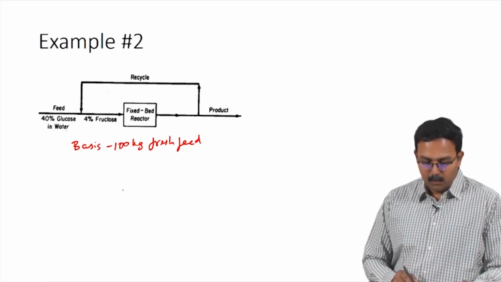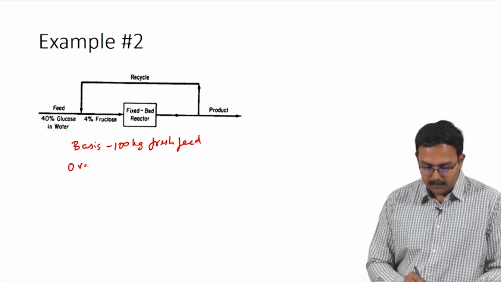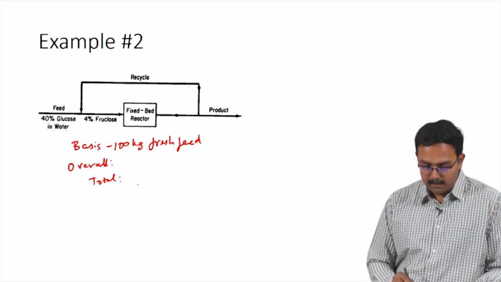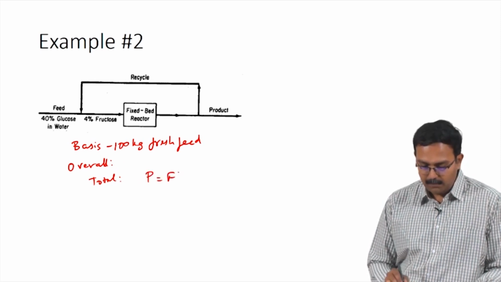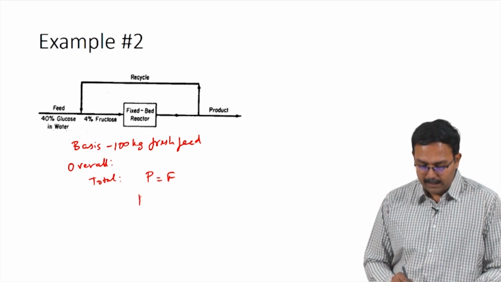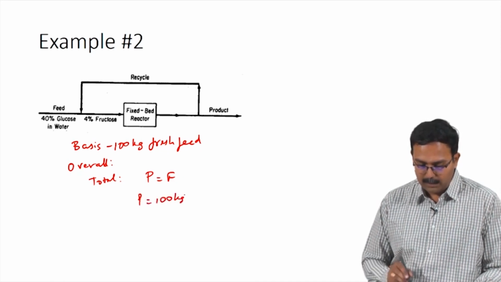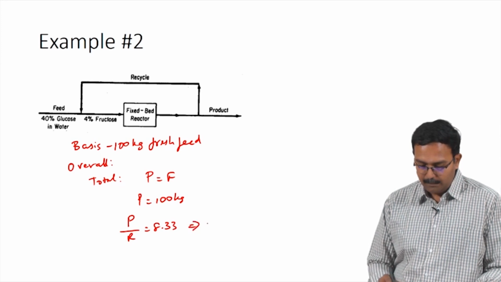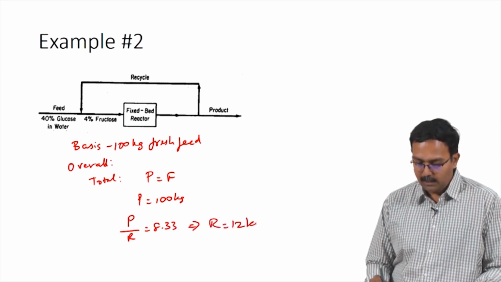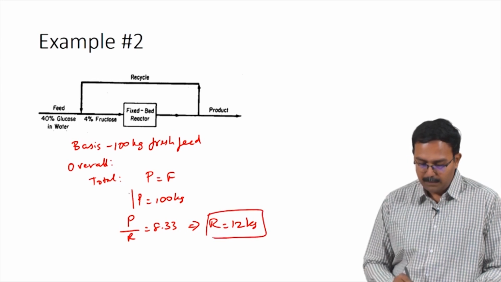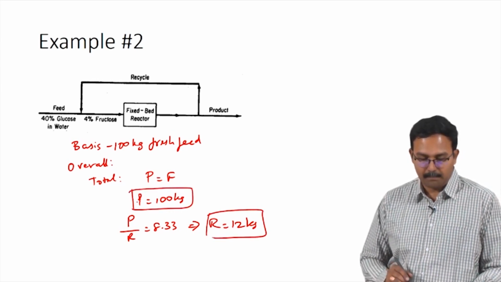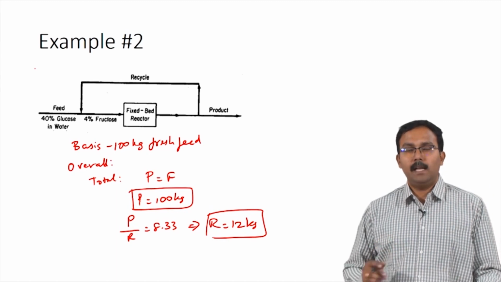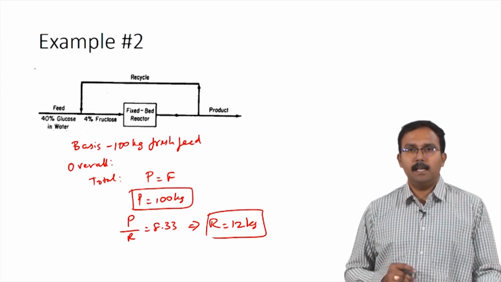If we were to consider the overall system, the total balance for this system would be P equals F. As we know F is 100 kilograms, P would also be equal to 100 kilograms. The problem statement tells us that P divided by R equals 8.33. This implies R is equal to 12 kilograms. So, we now have information about the product stream and the recycle stream. In addition to writing the total balance equation, we can also write component balance equations.